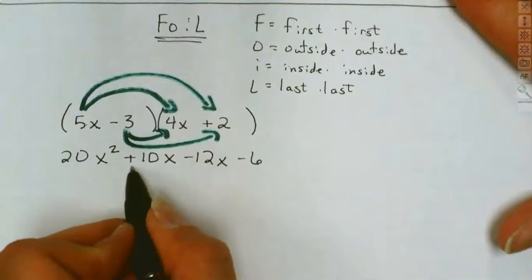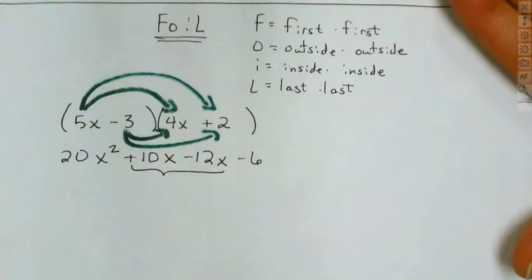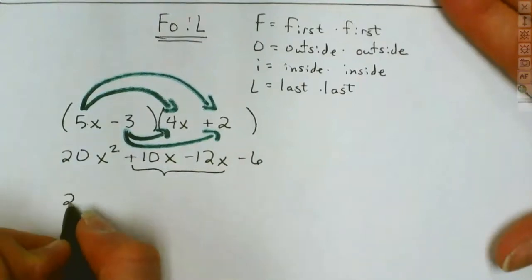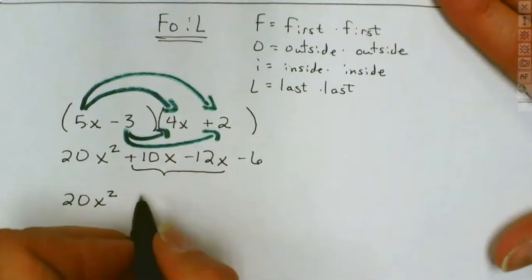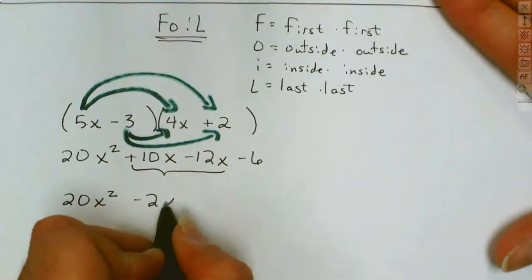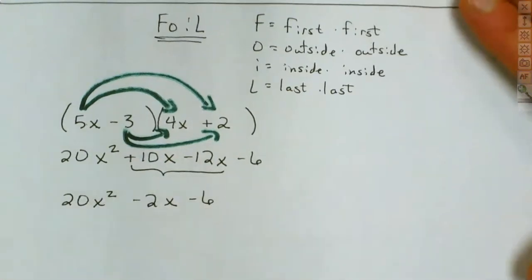What do we notice here? These can go together because they're the same variable. And our final answer would then be 20x squared. Those can go together, making it a minus 2x and a minus 6 there.